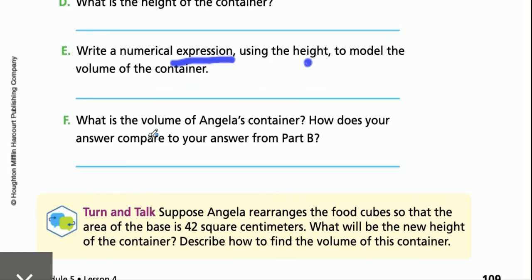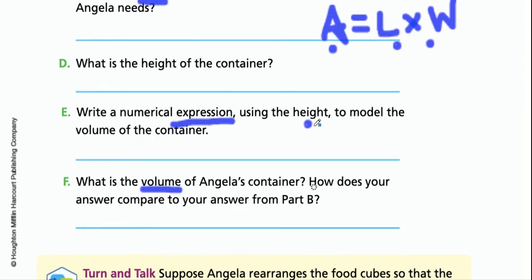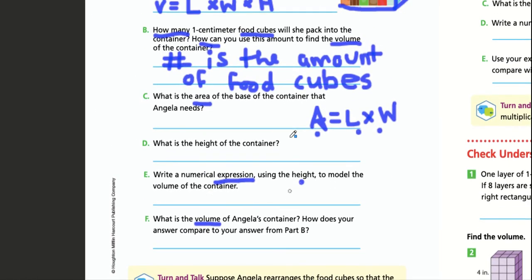Part F, what is the volume of Angela's container? Finally, what is the volume? Now, we are going to be giving the volume of Angela's container. Then it wants you to go back and reflect on your answer from Part B.